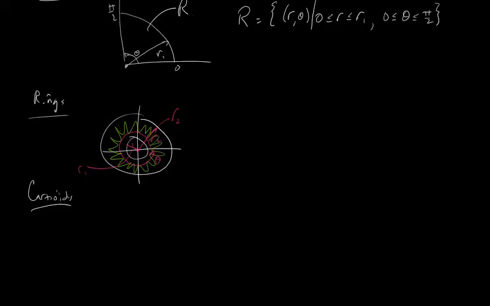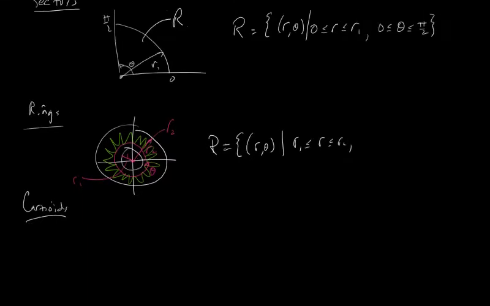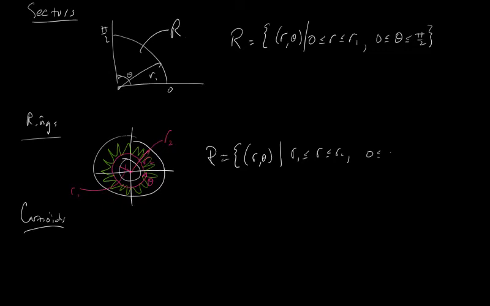So if we want to set this region up, we could set it up like this. This is going to be the set of all (r, theta) such that r is between r1 and r2, and theta is from 0 to 2 pi. And that gives us the entire ring.